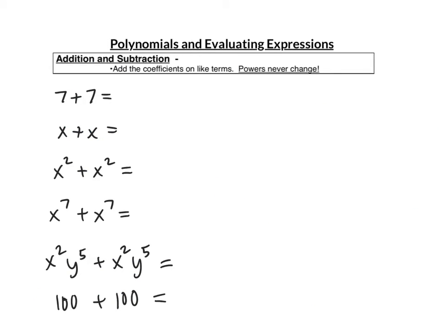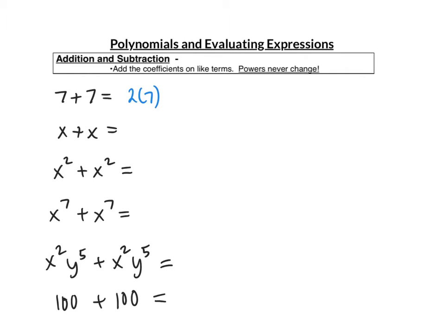Now we're going to talk about polynomials, and I want to make sure you understand why the rules are the way they are. When you add and subtract, you add the coefficients on like terms. Coefficient, remember, is the number in front of the variable, and the powers never change. Understand why. The reason we can add like terms goes back to something like 7 plus 7. That is 2 times 7. Yes, it's 14, but there are two 7s.